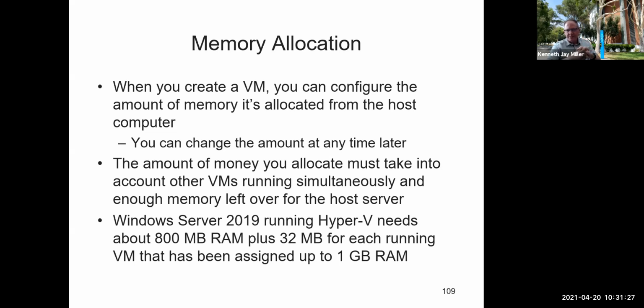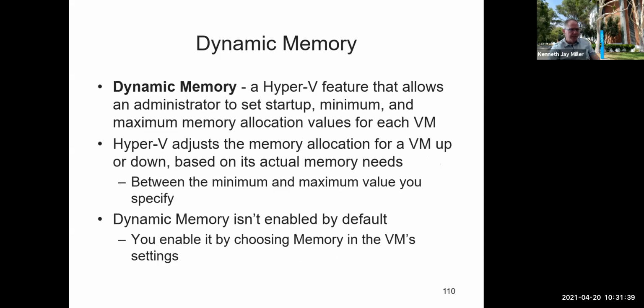we definitely want to make sure we save some memory for the host machine. If we use all the memory in our VMs, our host machine's not going to have enough memory to operate properly. Okay, dynamic memory. This is a Hyper-V feature that allows an administrator to set startup, minimum, and maximum memory. Remember with the memory manager at 3.0, it has the startup, the minimum, and the maximum. And Hyper-V adjusts the memory allocated for a VM up or down based on its needs between the minimum and maximum value.